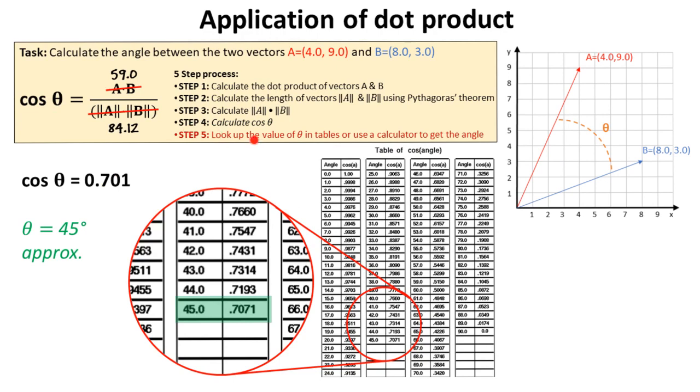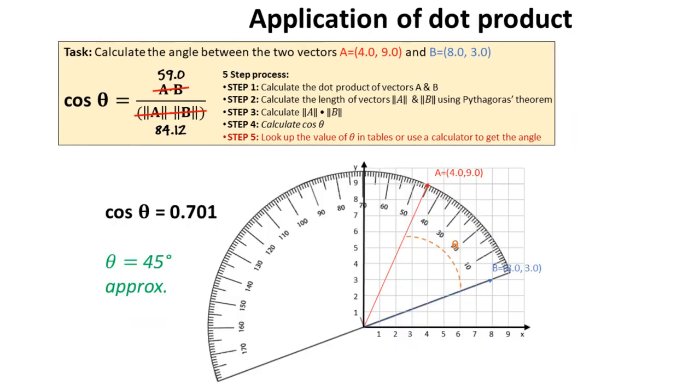Step 5 then, we can simply look up the value of this in tables, or if you have a scientific calculator you could look it up in there, and as we can see 0.701, or close enough, is approximately 45 degrees. So this angle here should be 45 degrees. We can physically check that by using a protractor, and you can see here that spot on, the angle of vectors A and B is 45 degrees.